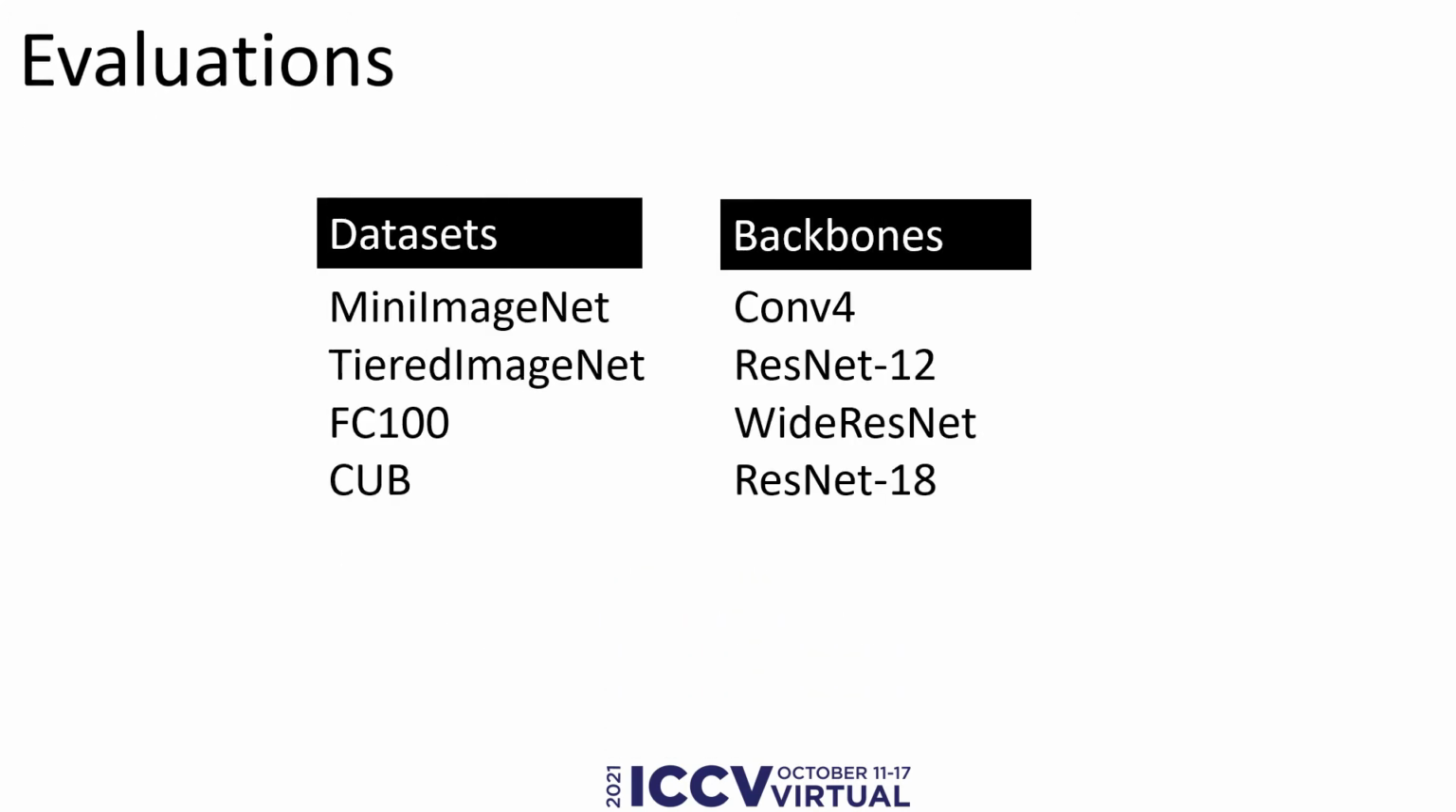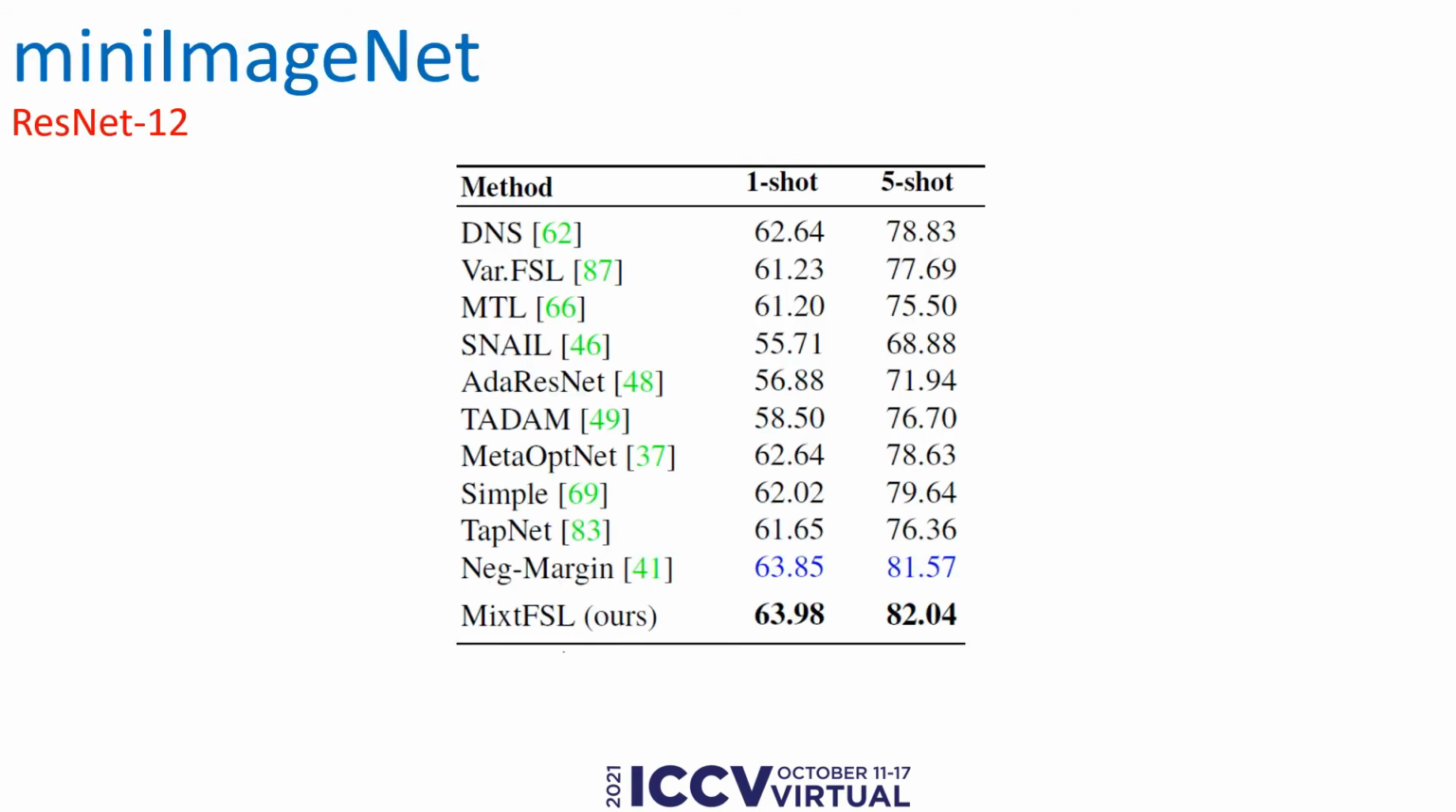We evaluate our MixtFSL using 4 datasets and 4 different backbones. In this presentation, we are providing the main highlights, but please refer to the paper for all the details. Here you see the evaluation of our MixtFSL in 1 and 5 shot on the miniImageNet dataset using ResNet 12. Our MixtFSL outperformed the state-of-the-art by 0.47% in 5 shot, coded by blue.